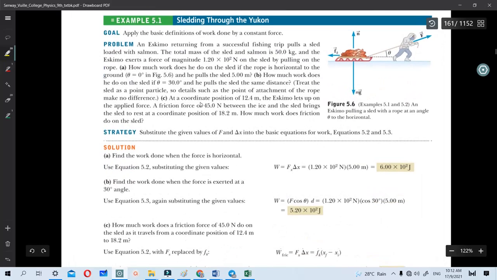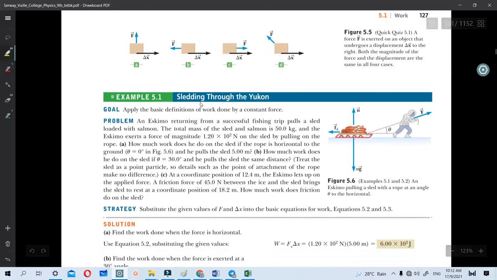Now this is an example coming from a different book. Okay. Now in this example you will find that there is more than one force that will give an amount of work. Okay. So let's have a look.